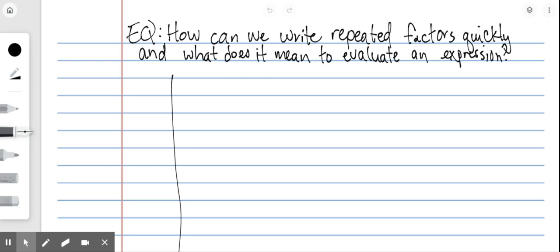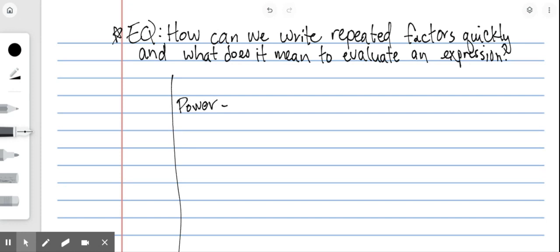All right, you guys, so today we're talking about powers, exponents, and bases. Our essential question is, how can we write repeated factors quickly, and what does it mean to evaluate an expression? So we're going to start with those three vocab terms that I just now said. So a power. What is a power?